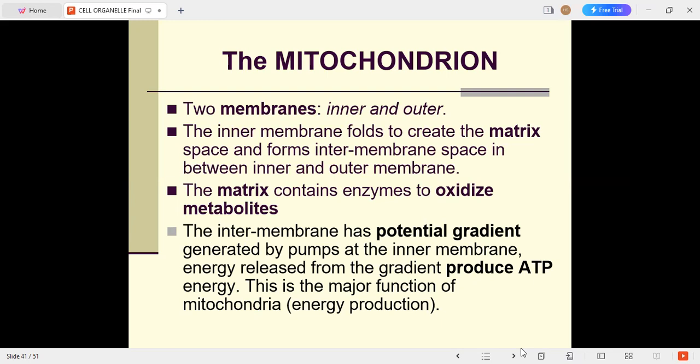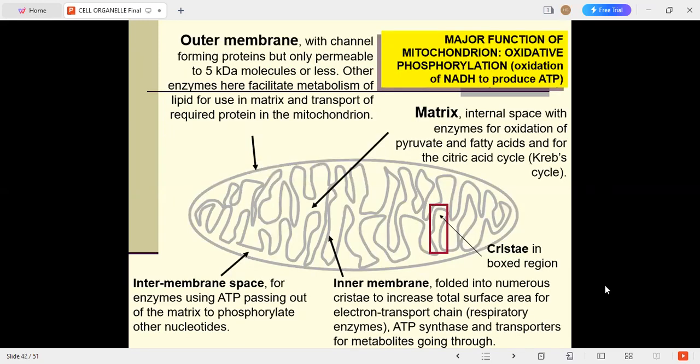The intermembrane space has a potential gradient generated by pumps at the inner membrane, and energy released from the gradient produces ATP or energy. This is the major function of the mitochondria, and that's the reason the mitochondria is known as the energy storehouse or the energy producing organelle. The mitochondria contain an outer membrane forming proteins which are only permeable to 5 kilodalton molecules or even less. Other enzymes here facilitate metabolism of lipid for use in the matrix and transport of required proteins in the mitochondria.